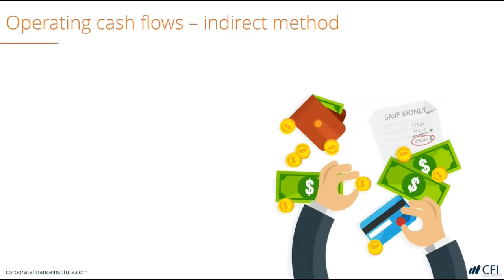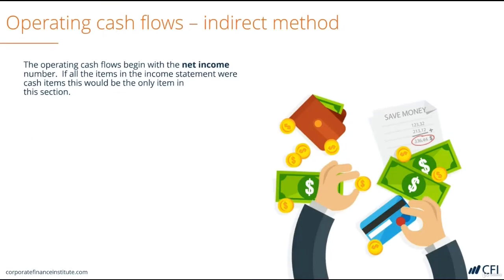Now let's look at the indirect method of creating a cash flow statement. This approach takes the net income number from the bottom of the income statement and makes adjustments to it to arrive at cash flow. If the income statement were prepared entirely on a cash basis, no adjustments would be necessary. However, we have to adjust for the following items.